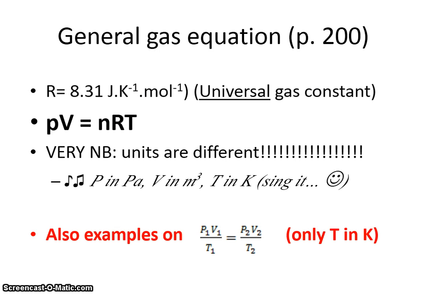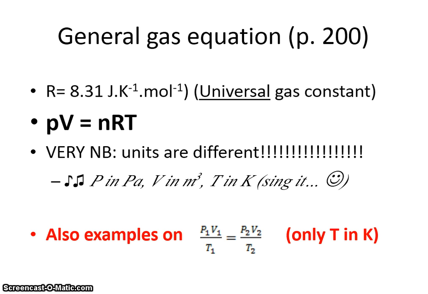Then the general gas equation. Remember that PV equals nRT. R equals 8,31. That is called the universal gas constant, where R will now be the proportionality constant. Very important that you remember the units are different in the general gas equation, and that is where we sang it. So let's sing it. Pressure in Pascal, volume in meters cubed, temperature in Kelvin. And you need to remember this.